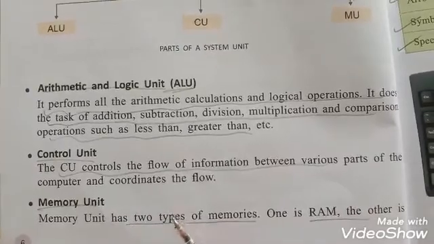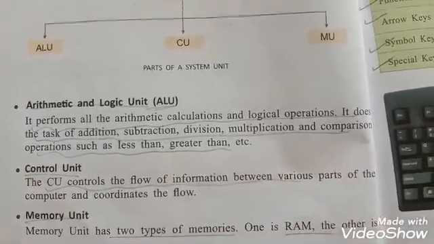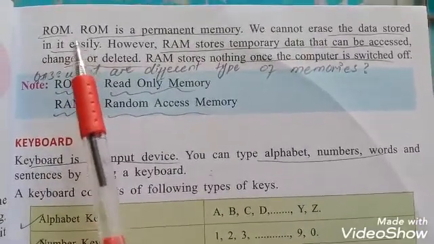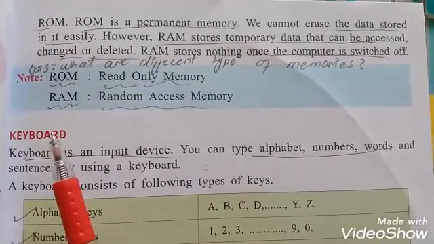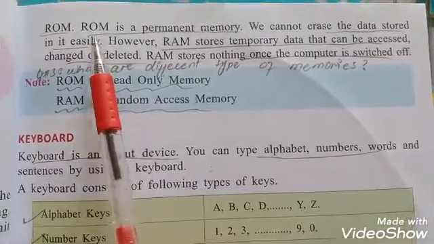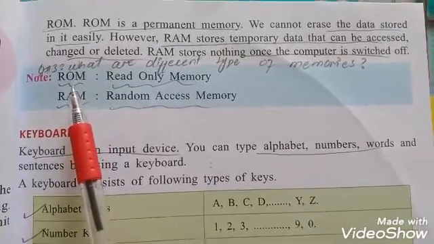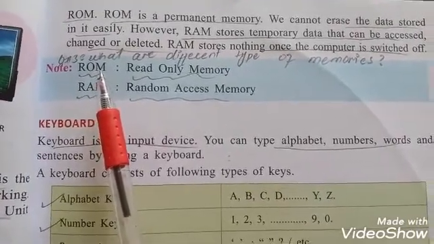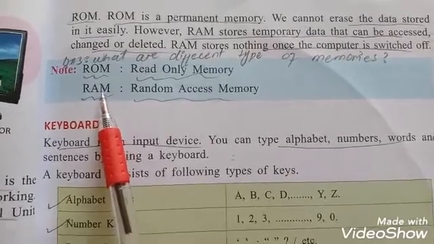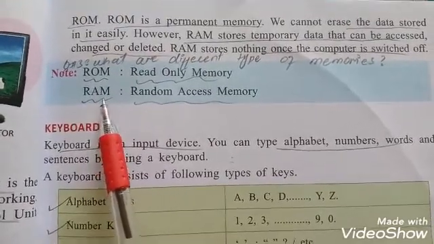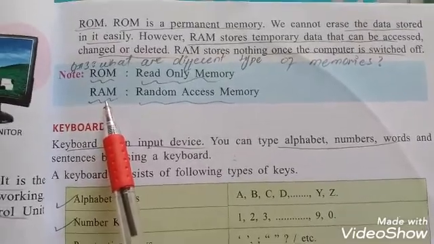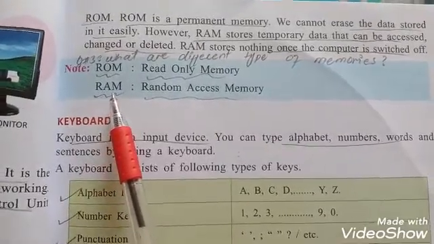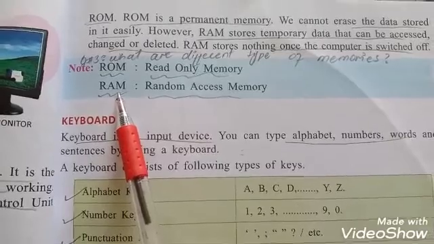Memory units has 2 types of memory. First one is RAM, second is ROM. ROM stands for read-only memory and RAM stands for random access memory. ROM is a permanent memory and we can't erase the data stored in it. And RAM is also known as temporary memory and we can erase, change or delete data from it. When computer is switched off, all the data is erased from the RAM.